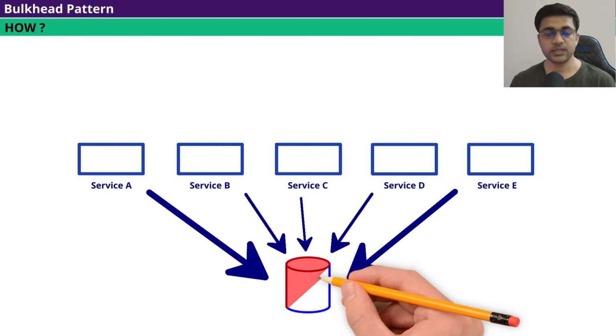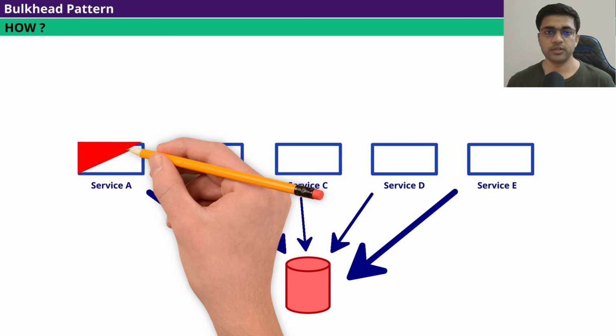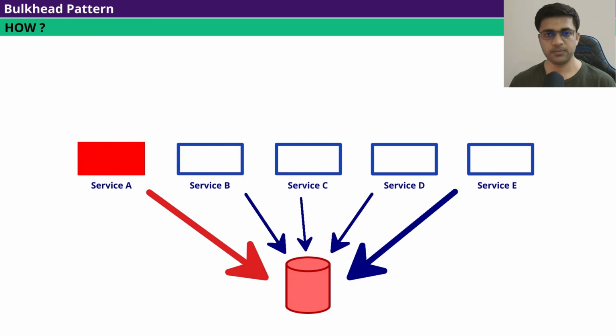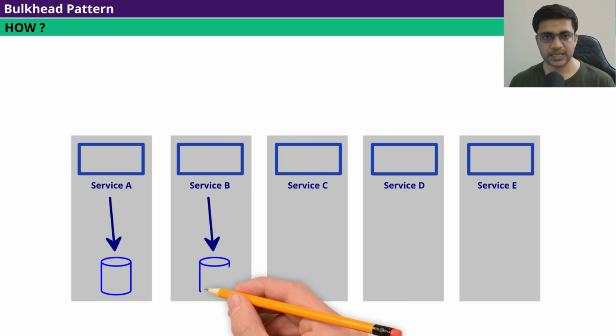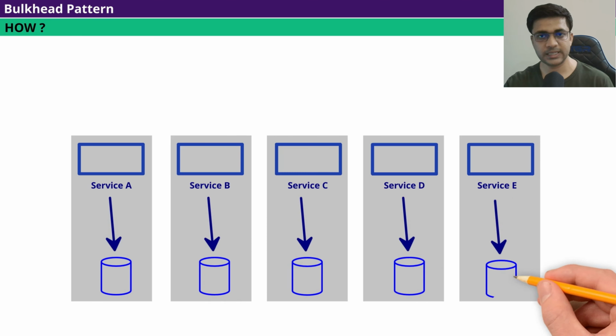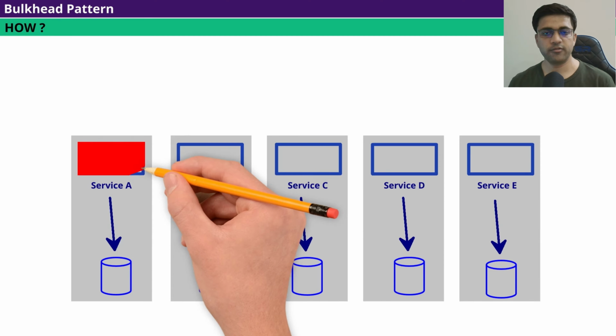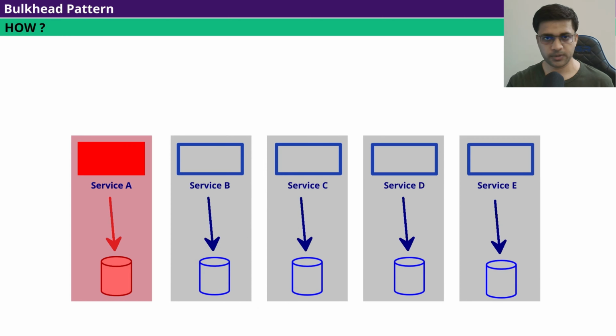But what if there is an error in the database, or one of the services overuses the database and brings it down? What will happen? Now all our services, since they directly depend on the same database, will fail too, taking the whole system down again. How will you fix it? We can fix this by giving each service its own dedicated database. Now, if one service overuses its own database, the other services won't be affected. Our bulkheads are restored again.